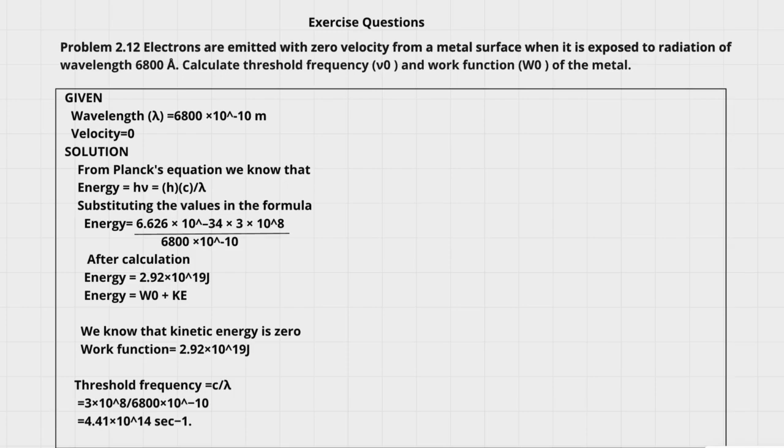Substituting the values in the formula, energy equals 6.626 × 10^-34 multiplied by 3 × 10^8 divided by 6800 × 10^-10. After calculation, energy equals 2.92 × 10^-19 joules.